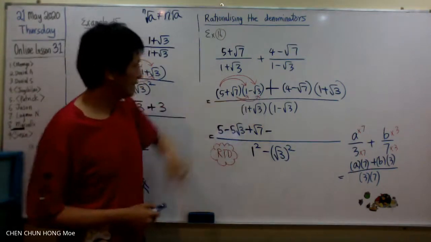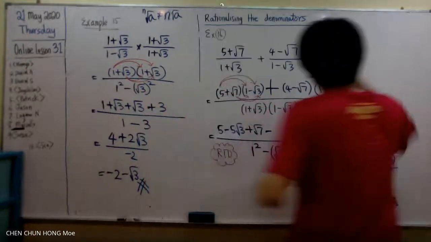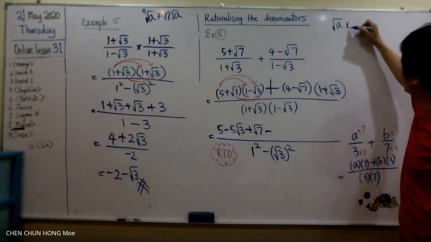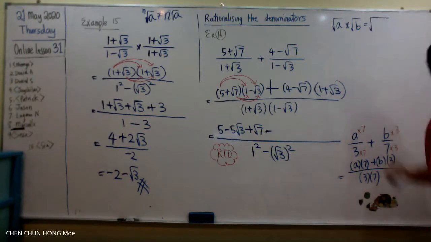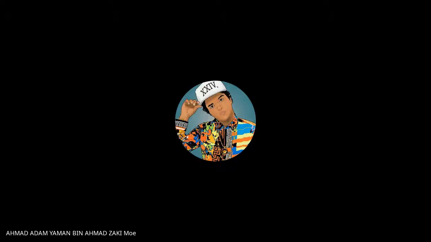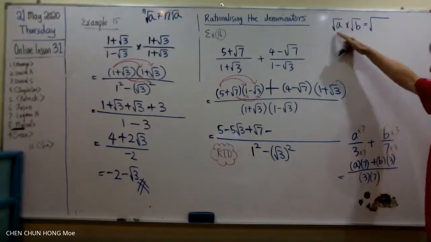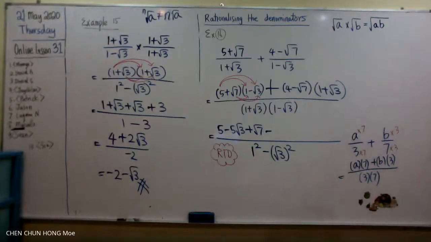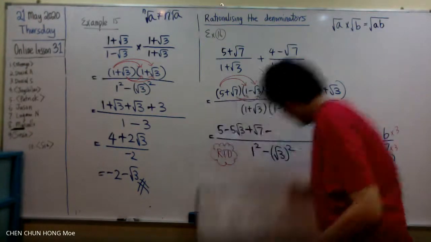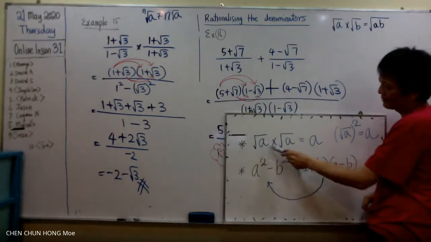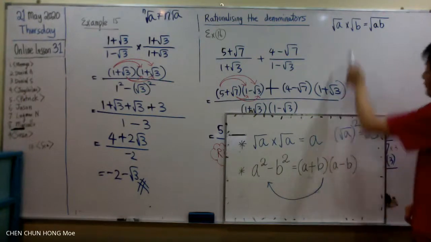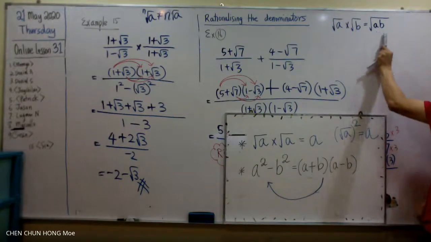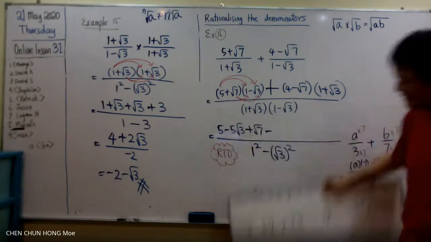Square root 7 multiplied by square root 3. What should we put? I hope you still remember law number 1. Square root A multiplied by square root B is the square root of A multiplied by B. That's law number one. Remember that. If they are the same, square root A multiplied by square root A, that's A. If they are different, square root A multiplied by square root B is square root of A multiplied by B. All right, so please remember that.